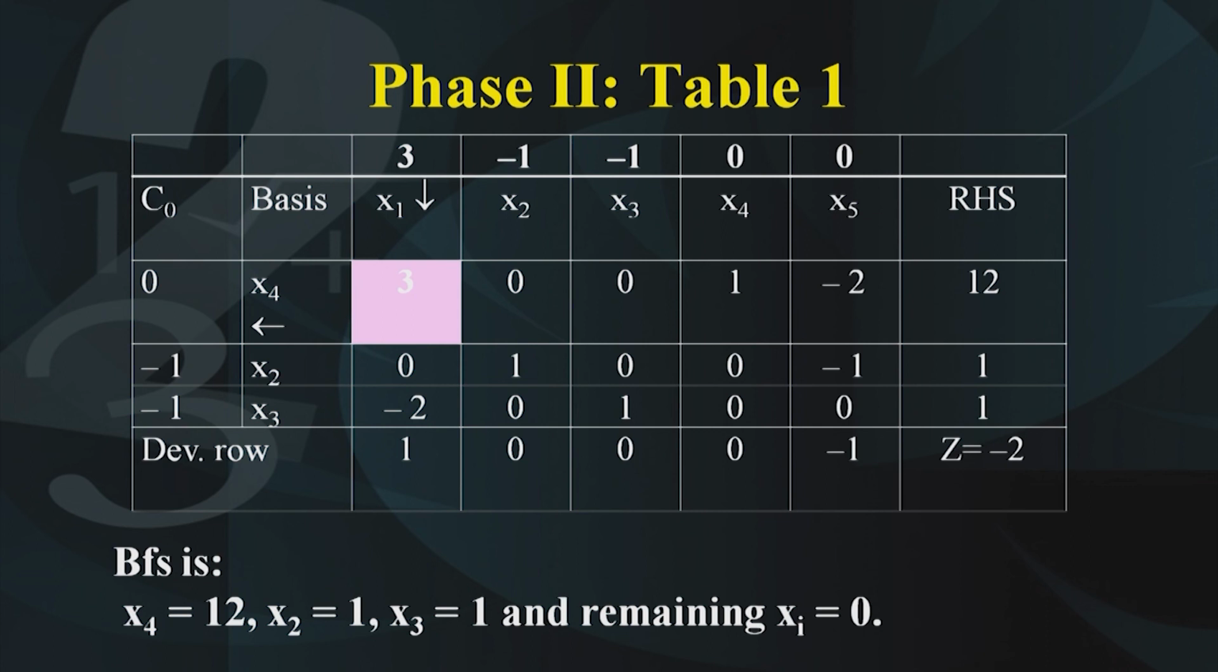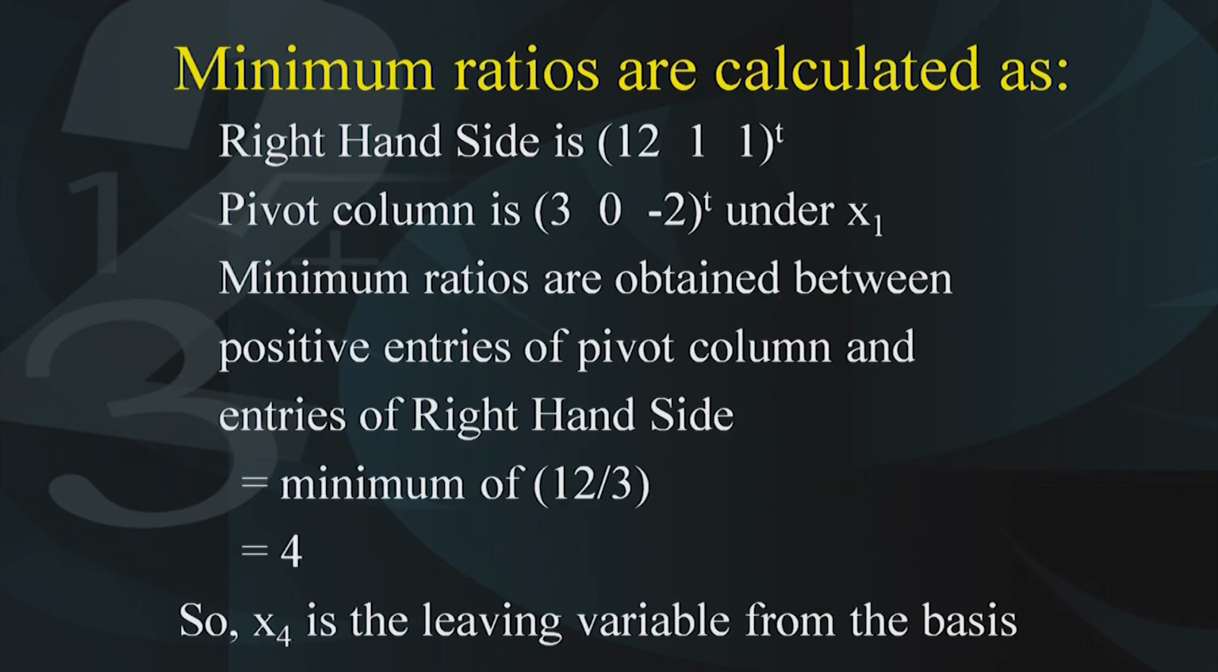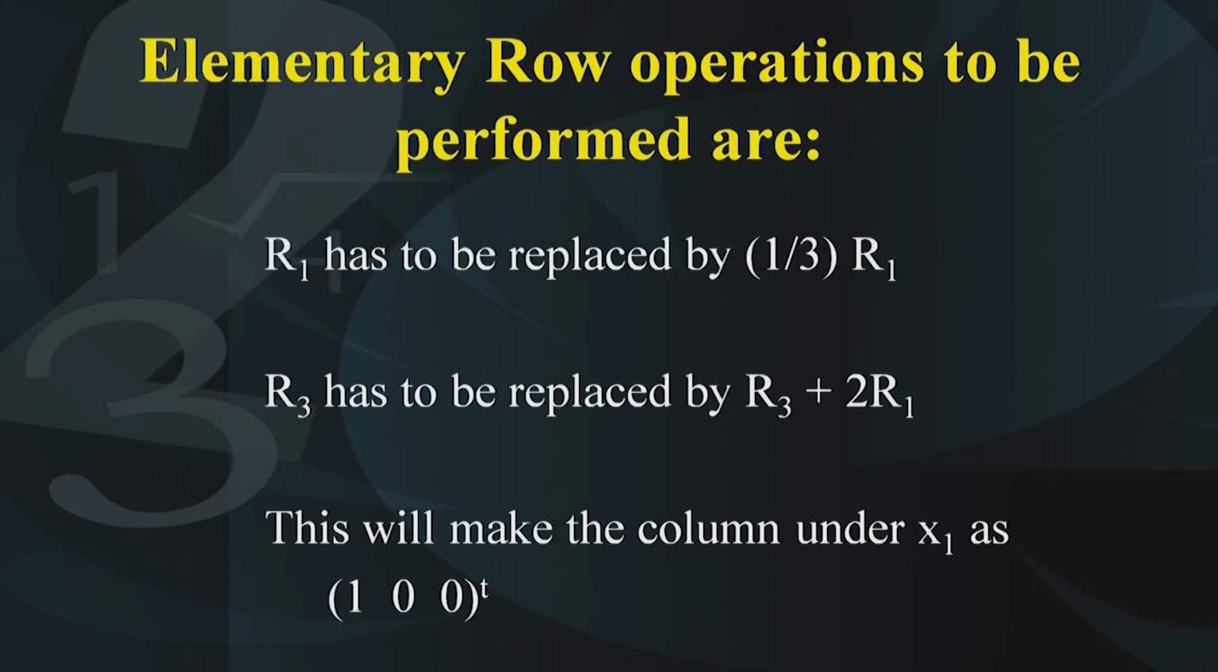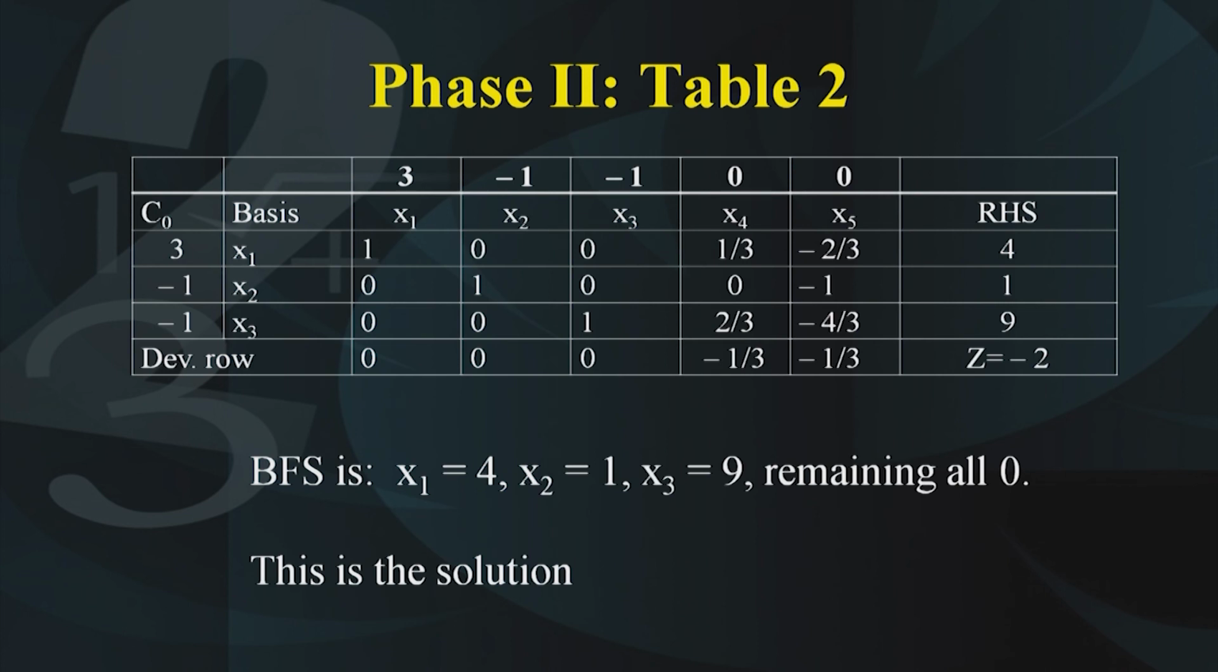The third entry is minus 2. So, you have to apply the elementary row operations in such a way that this minus 2 becomes 0, and that is what we have done. So, this means that our pivot column has become 1, 0, 0, and that is what we wanted. So, the resulting table number 2 for phase 2 looks like this.